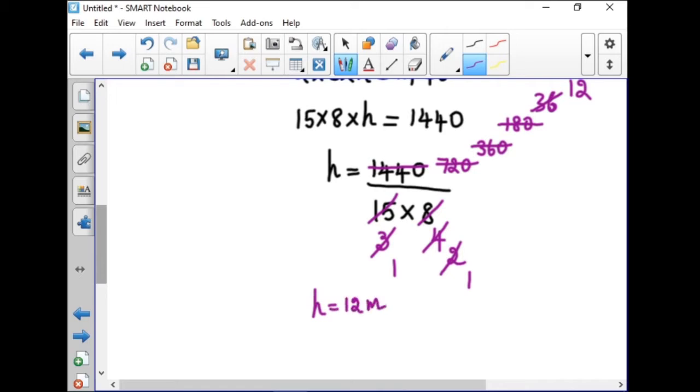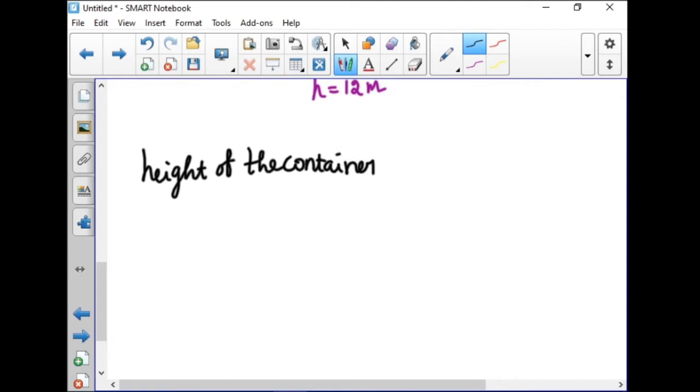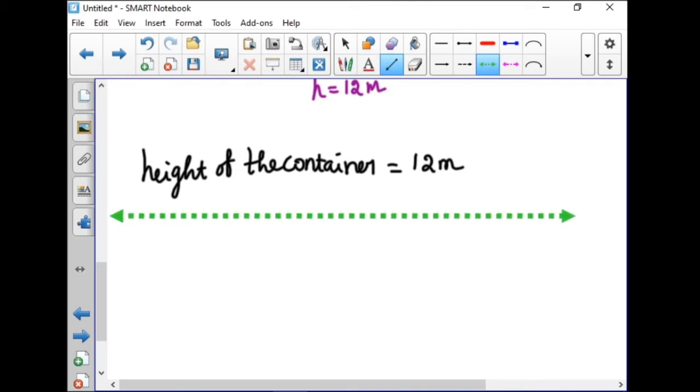Okay. So what do you want to write? Height of the container is equal to 12 meter. So your 6th problem is over.